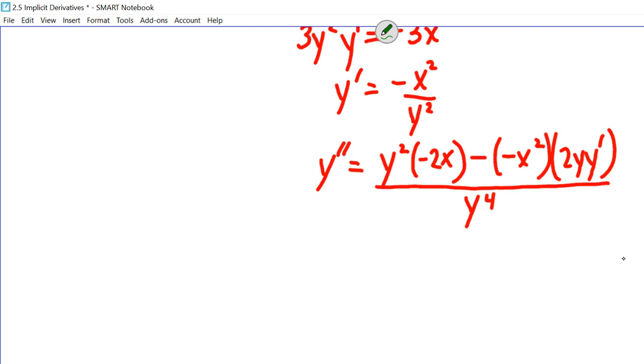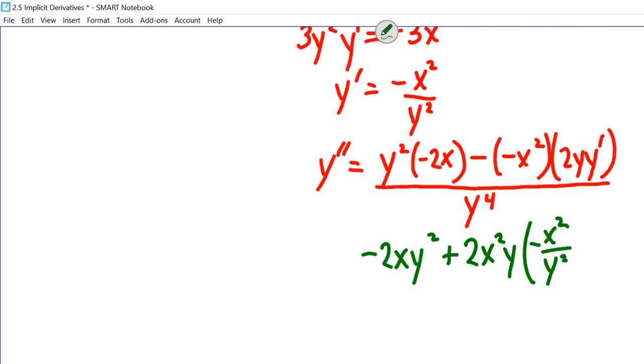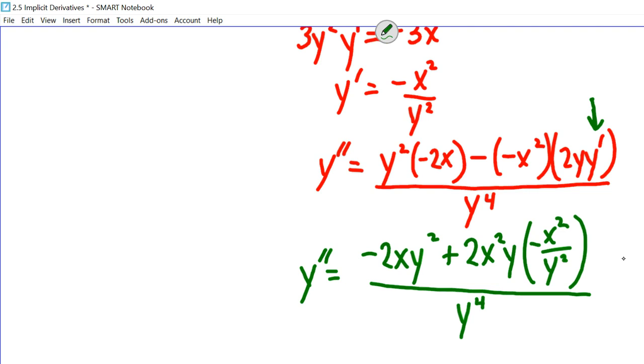They're going to do that a lot of times, so then you still only have our x and our y as our variables. So if I want to reduce it a little bit, I would have negative 2xy squared plus 2x squared y times negative x squared over y squared, all over y to the fourth. All I'm doing right now is plugging in my y prime for my y prime. So on second derivative, I would expect you to plug in your y prime, so then we still only are dealing with x's and y's.